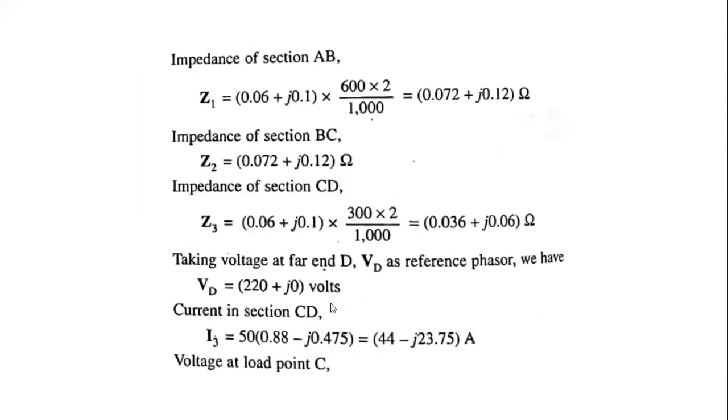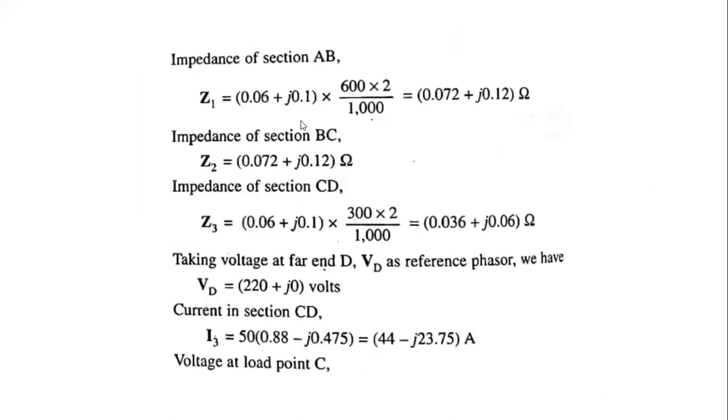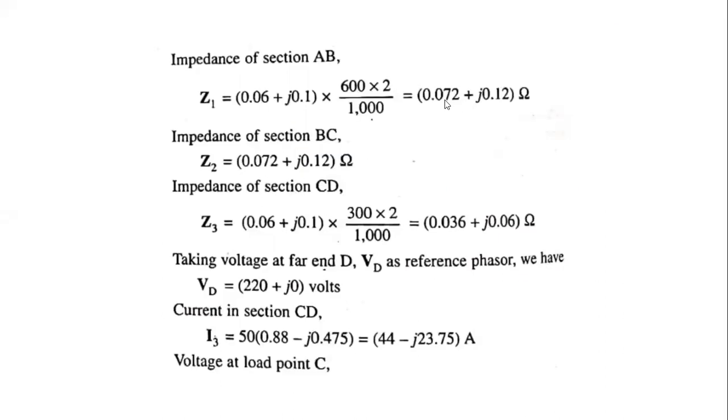Then what is that length? 600 meters. It is for both wires, so we multiply by 2 into 600 by 1000 into R plus jX. That is the ZAB. Similarly, we can calculate the ZBC value and ZCD value. The distance between B to C is also the same length, 600, so the direct answer is 0.072 plus j0.12, that is Z1. Therefore Z2 is equal to Z1.